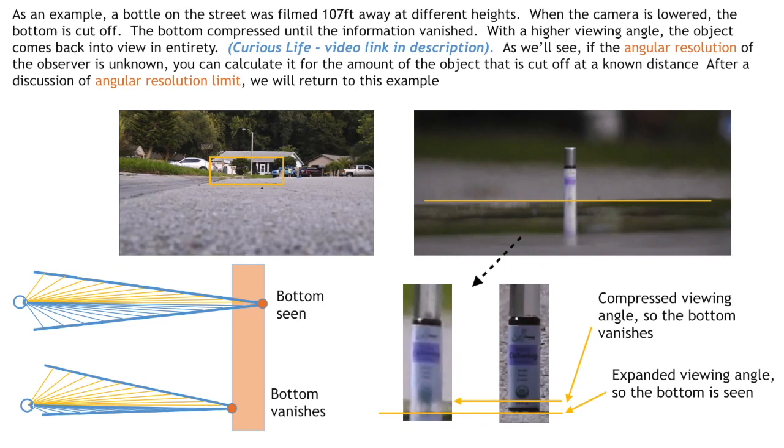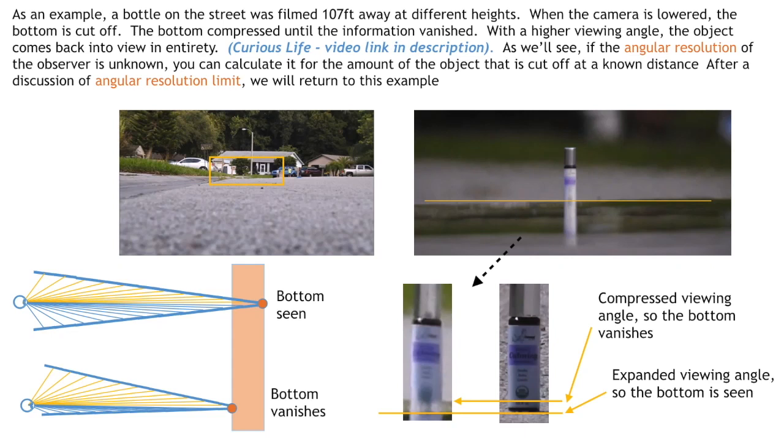As we'll see, if the angular resolution of the observer is unknown, you can calculate it from the amount of the object that is cut off at a known distance. After a discussion of angular resolution limit, we will return to this example. So again, we're showing that up higher, the bottom will be seen. The angles along the bottom are no longer compressed.